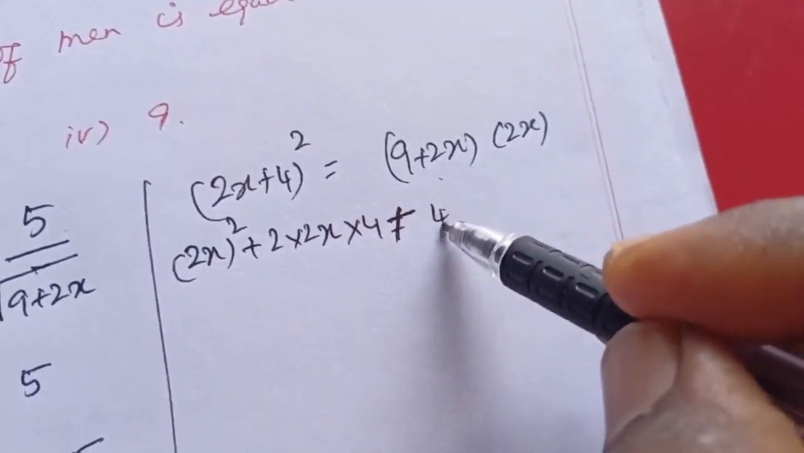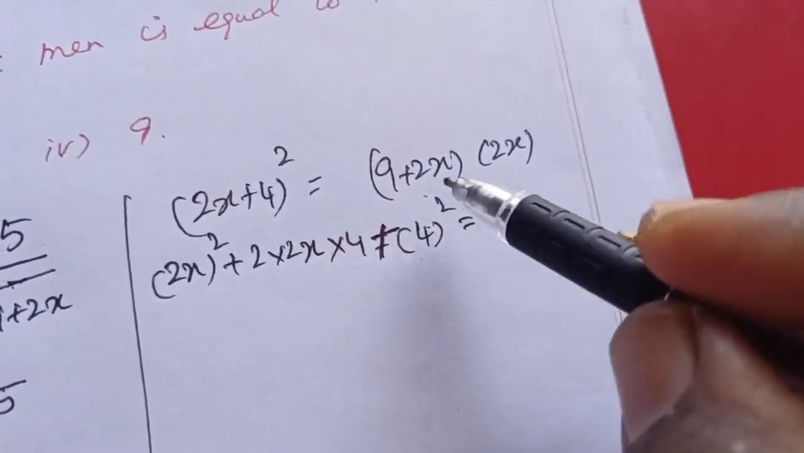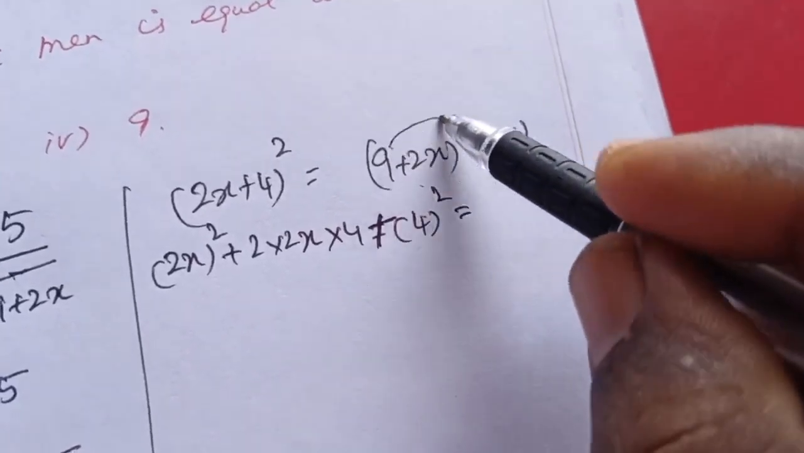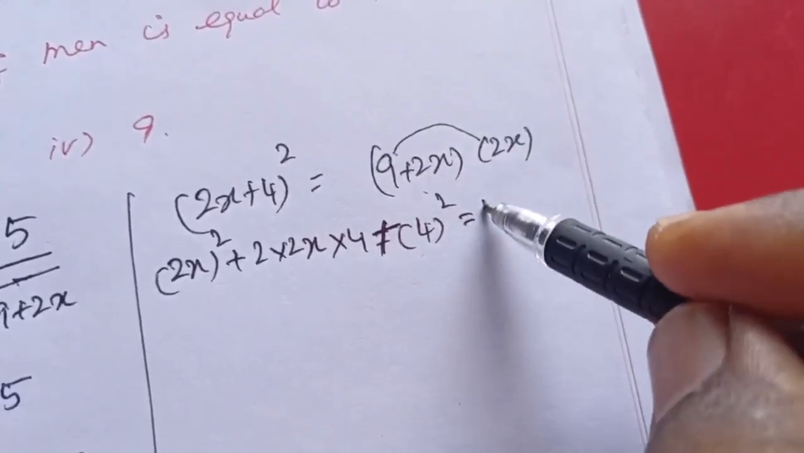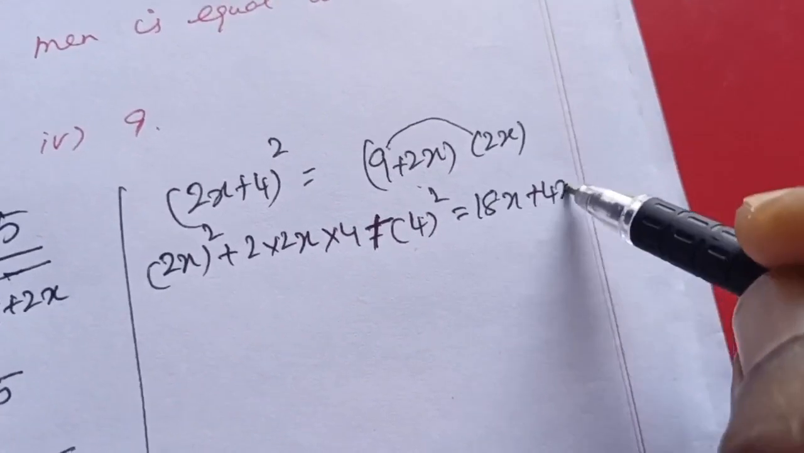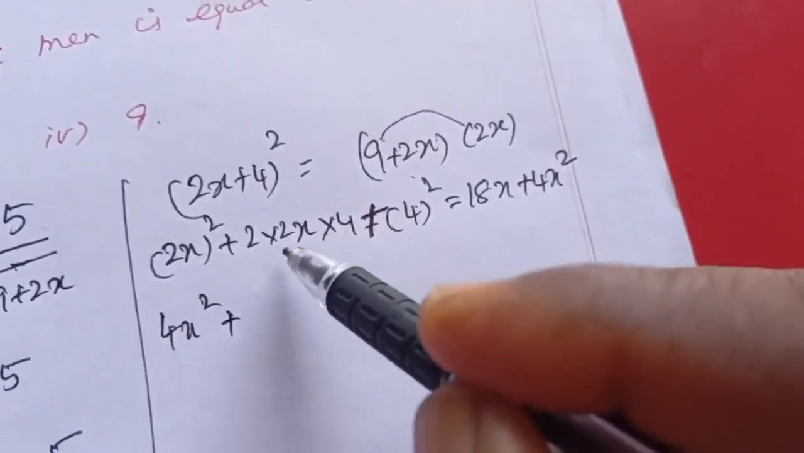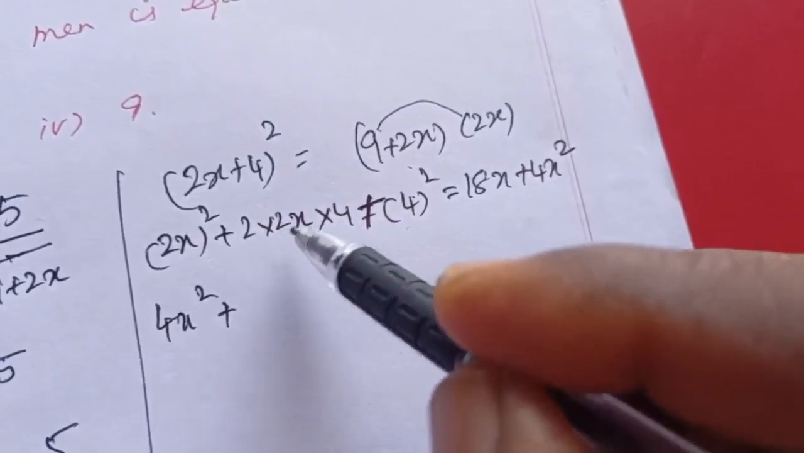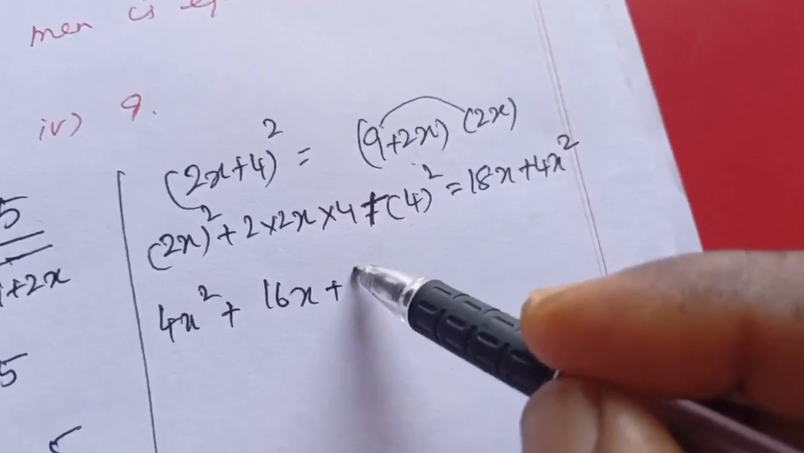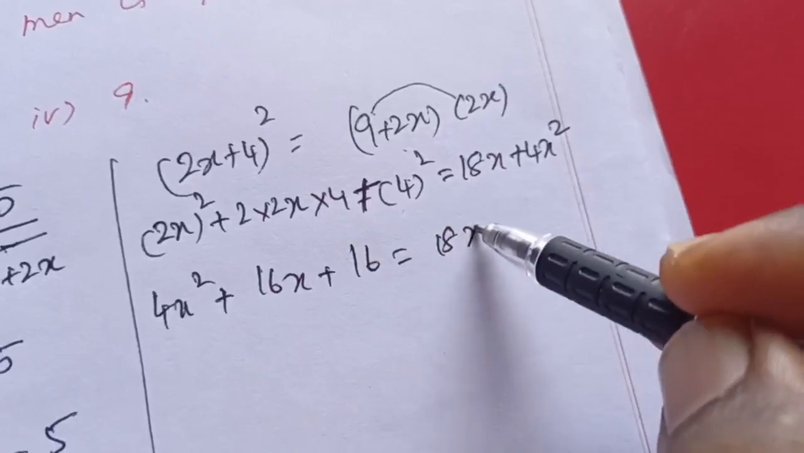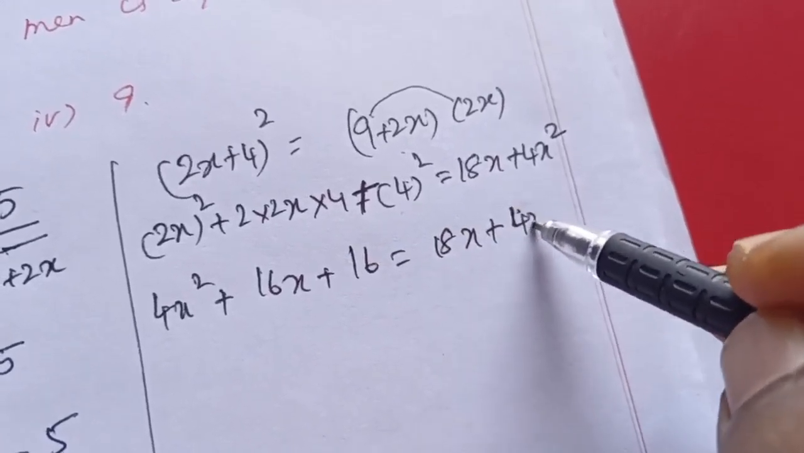B square value is 4 the whole square, which is equal to... Now you can multiply this and this. So 9 into 2x will become 18x plus 4x square. So 2x square means you are going to get 4x square plus 2 2s are 4, 4 4s are 16x plus 16, which is equal to 18x plus 4x square.